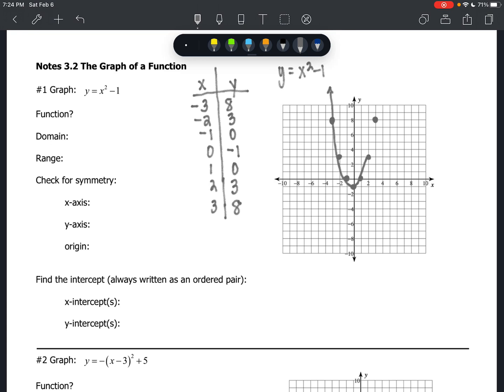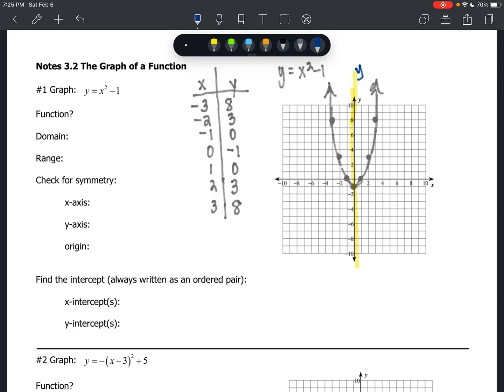We connect the dots as nicely as possible. I'm going to try and make this a little bit more smooth because it really is a smooth curve right there. And that's what our graph looks like. You can see that this graph is symmetrical about the y-axis. So there's a couple things that we can see here. We've got some symmetry happening about the y-axis.